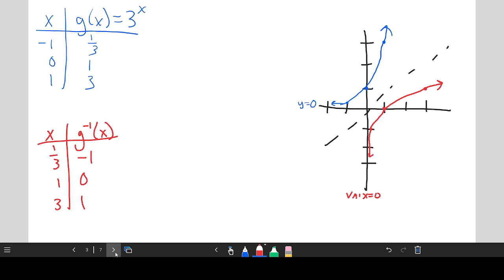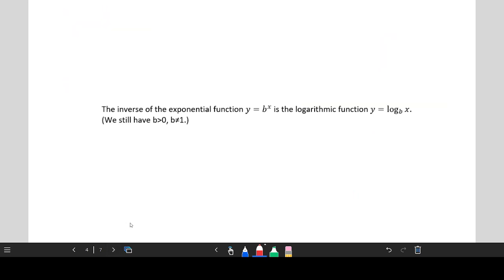Okay, so now that we've gotten comfortable with what the graph looks like and how we graph it, let's talk about what the name of this function is. So the inverse of the exponential function is called a logarithmic function. Sometimes we'll just call it a log function for short. And let's talk about the notation that we use. This is read log base b of x.